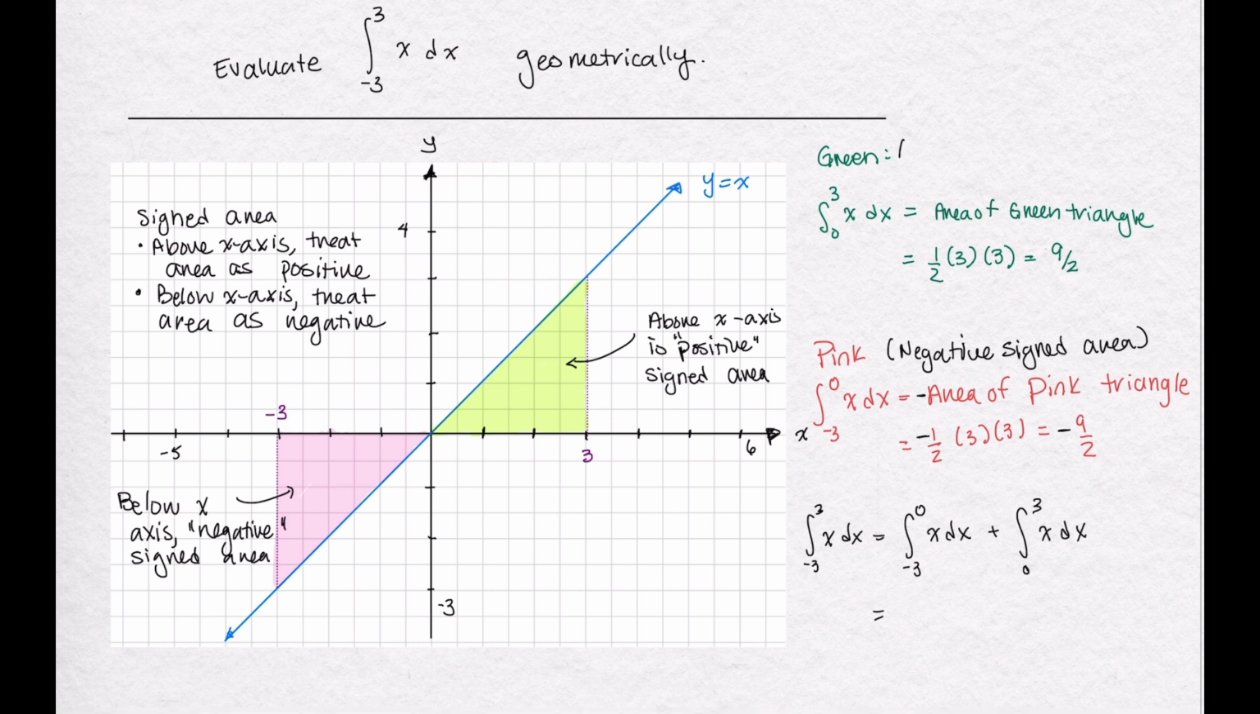So again, the green is positive signed area. The x-axis in this case is equal to 0.